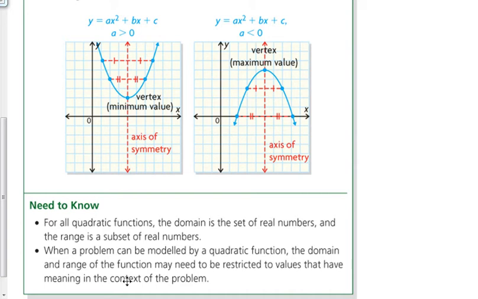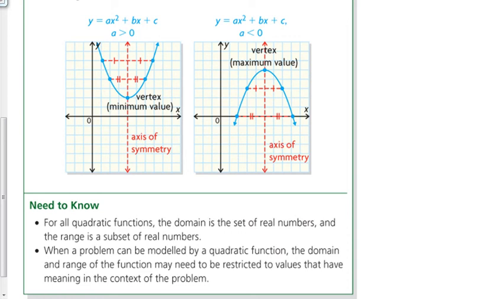When a problem can be modeled by a quadratic function, the domain and range of the function may need to be restricted to values that have meaning in the context of the problem. So if we're shooting a basketball, we're shooting it from this point, trying to get it through a hoop that's about here. The basketball isn't going to go below the ground, so therefore it has to be restricted to the first quadrant.